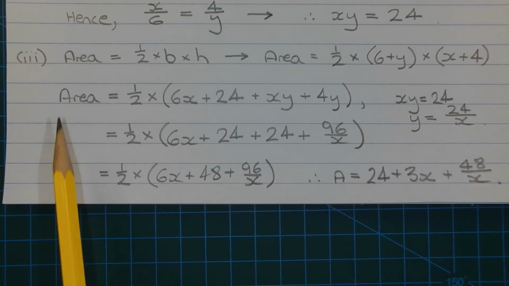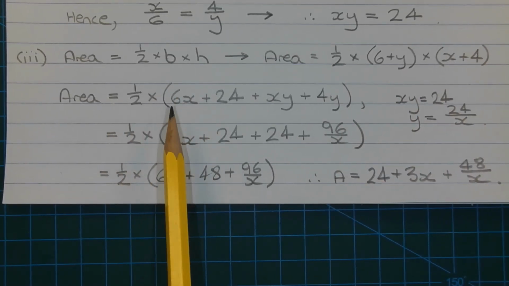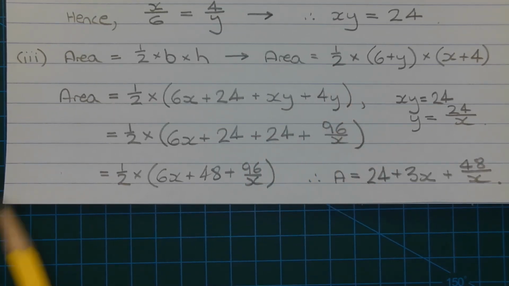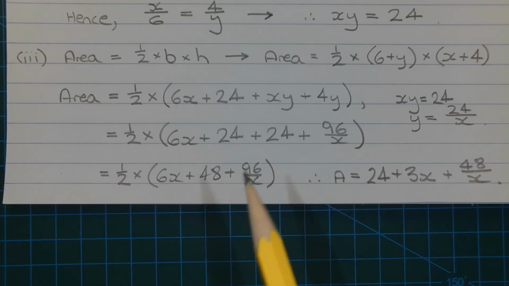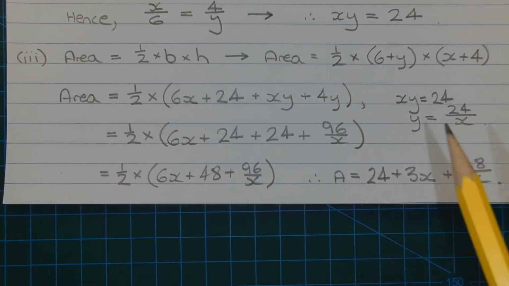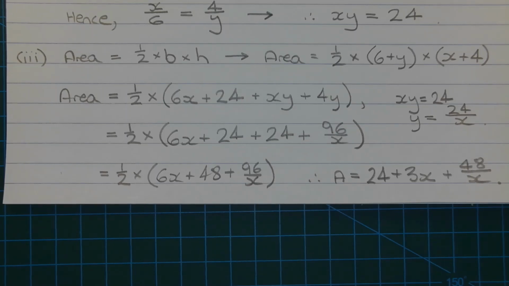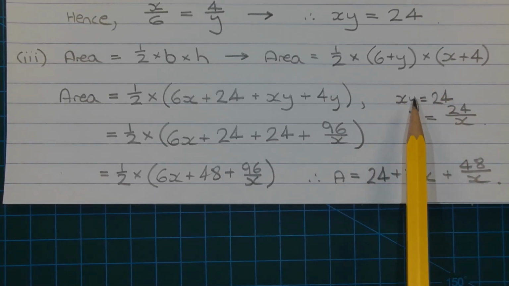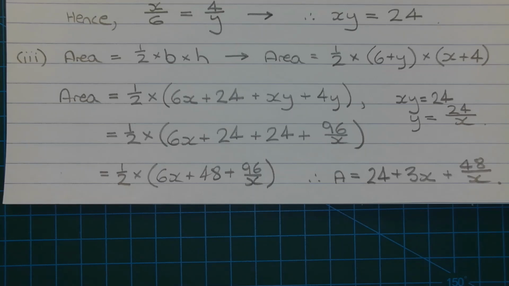Expanding the brackets, we get area is equal to half times open bracket 6x plus 24 plus xy plus 4y close bracket. Now we want the area in terms of x, not in terms of x and y. So we need to express y here and here in terms of x. Now, given that xy is equal to 24, which we've shown in part 2, we can replace the xy here with the value 24, and the y here can be replaced with 24 over x. Now, we get that by rearranging this equation here and making y the subject. And that's why we have y is equal to 24 over x.